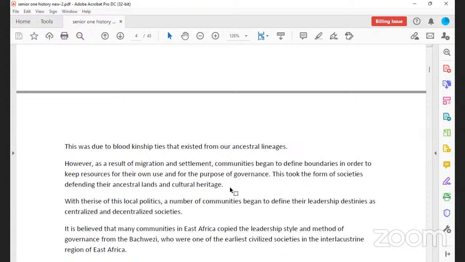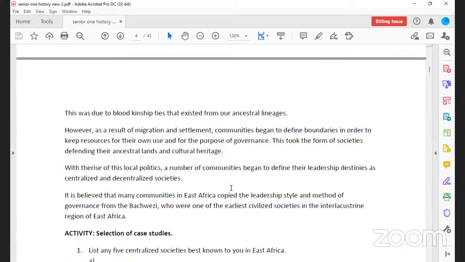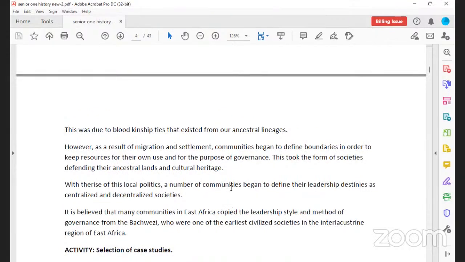We are seeing that with the rise of local politics, a number of communities in East Africa began to define their leadership. It is believed that many communities in East Africa copied the leadership style and method of governance from the Bachwezi.